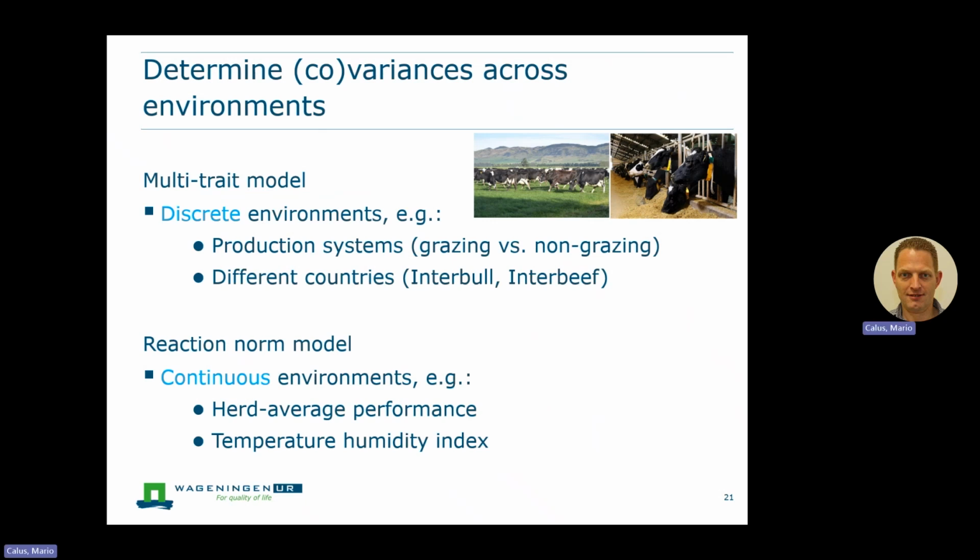So both of them require that we determine variances, the pattern of the variance across different environments, but also the covariance between them. We need those two different components to estimate genetic correlations between environments. So with the multi-trait model, we discriminate discrete environments, for instance, grazing and non-grazing, and then we estimate the genetic correlation between those systems. With the reaction norm model, we measure the environment in a continuous way, and this could be something like herd average performance, but it could also be the temperature humidity index.